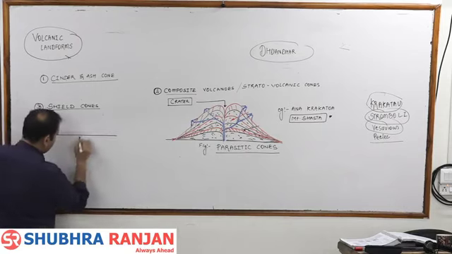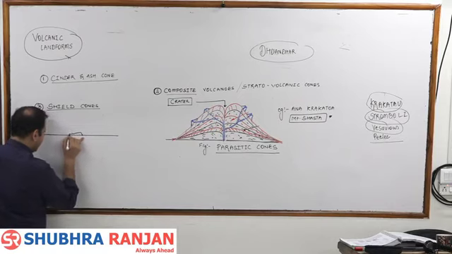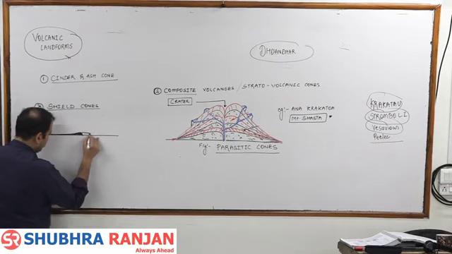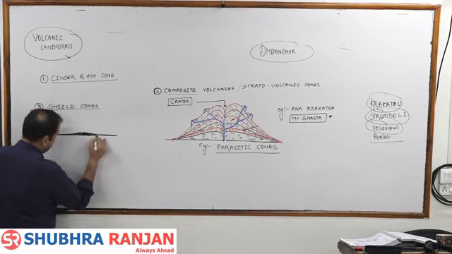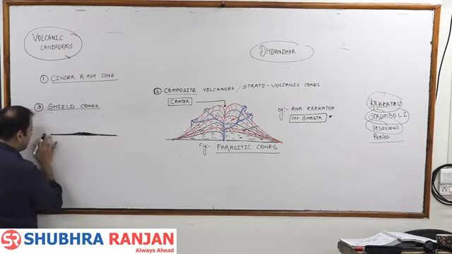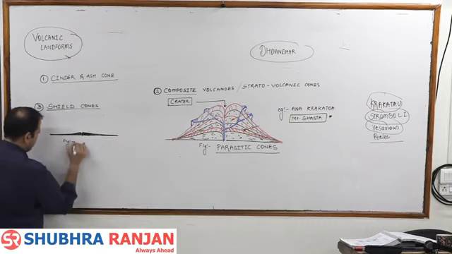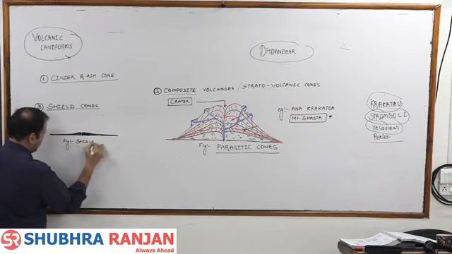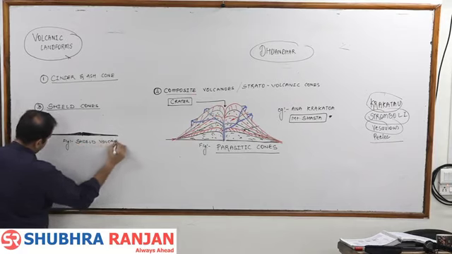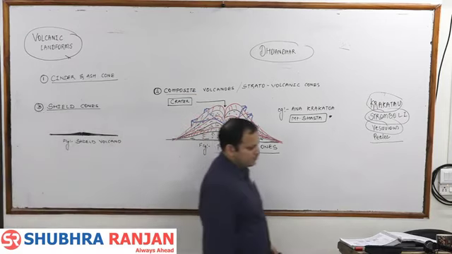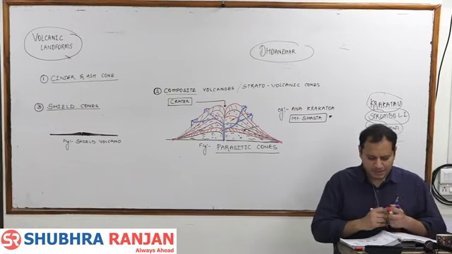Shield cones. Such cones, though they are of central type, are made up of mafic or basaltic lava instead of granitic.